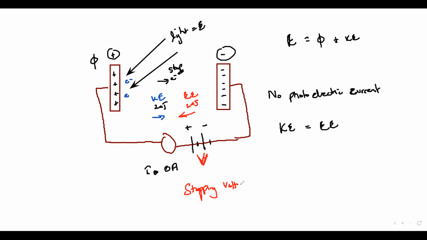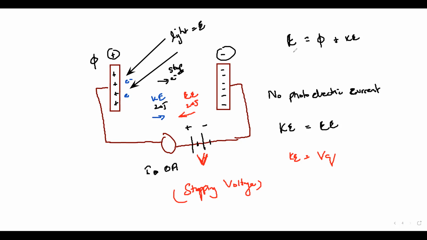Stopping voltage means the voltage which does not allow these electrons to move from one electrode to another. Due to this stopping voltage, these electrons are completely stopped, and we can say kinetic energy equals electrical energy. Kinetic energy is half mv squared, and electrical energy is voltage into charge. So kinetic energy equals voltage multiplied by charge.